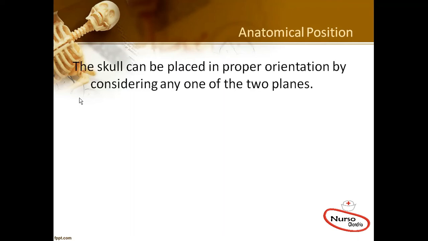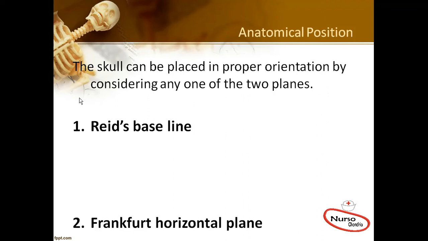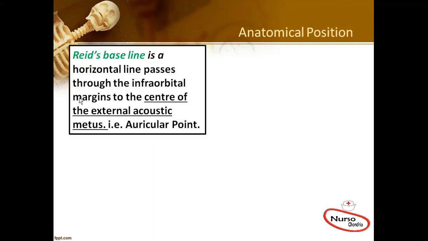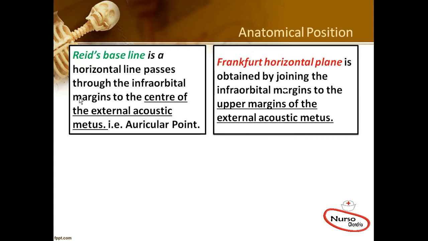In anatomical position, the skull can be placed in proper orientation by considering any one of two planes. The first one is Reid's baseline and the second one is the Frankfurt horizontal plane. Now, let's know what these planes are.